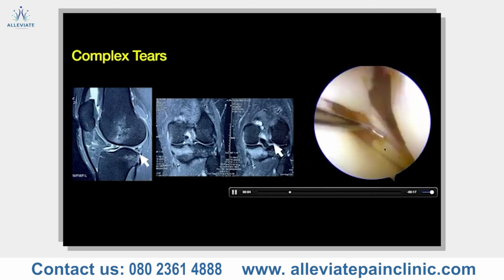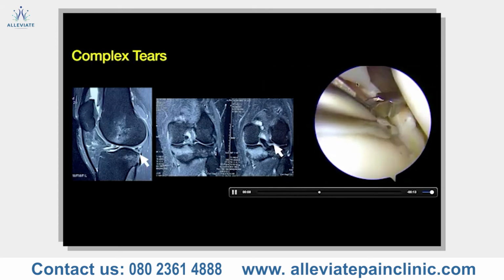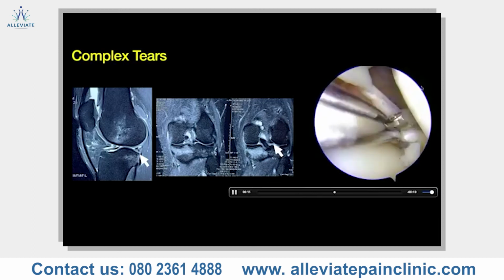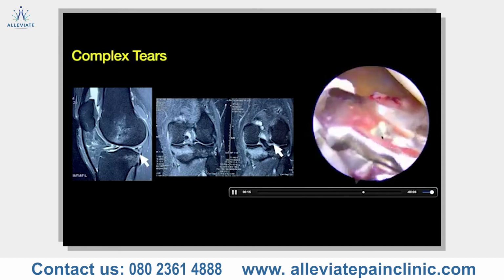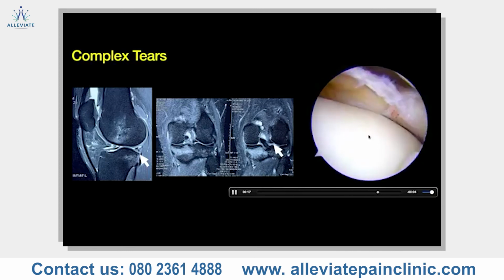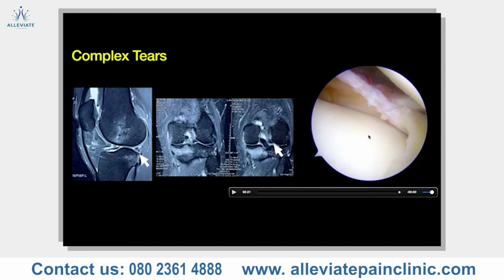Here you can see this is a lateral meniscus where there is a radial tear associated with a flap tear. This part of the meniscus you won't be able to repair, so we trim that portion, and this radial part of the meniscus has also been trimmed. The remaining part of zone 3 of the meniscus is stable and is left alone.